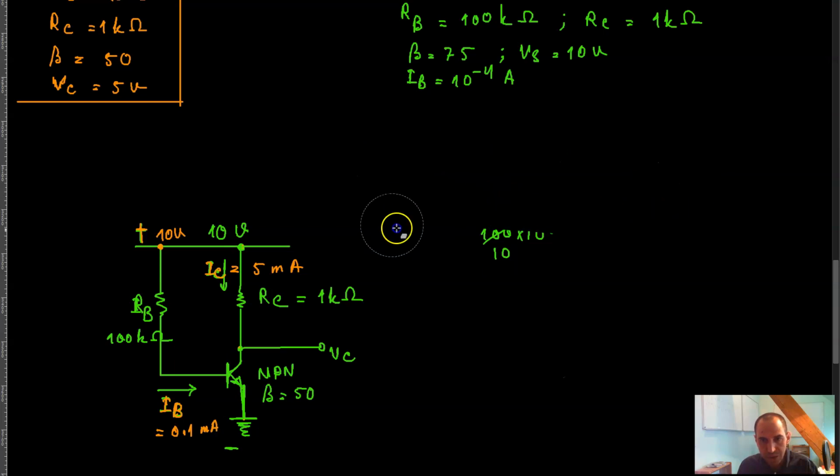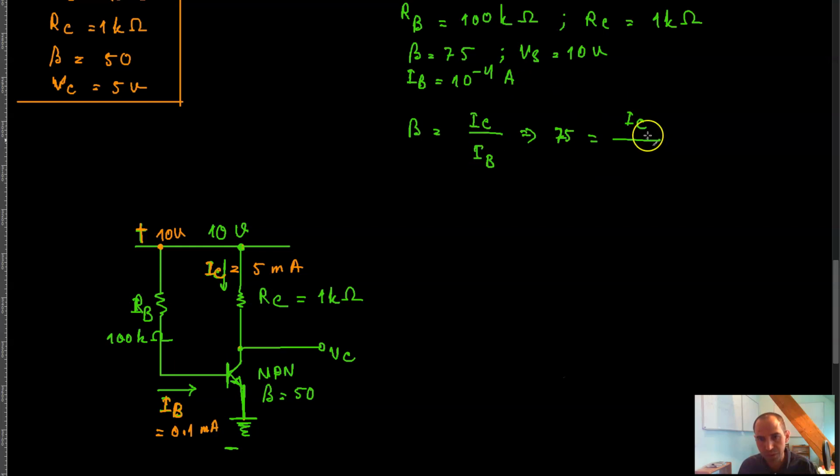Then based on that, you can calculate the current going through the collector of the transistor, knowing that beta is equal to I of C to I of B. When beta is equal to 75, I of C is going to be 75 times I of B, so I of C is equal to 75 times 10 raised to the power negative 4 amps.